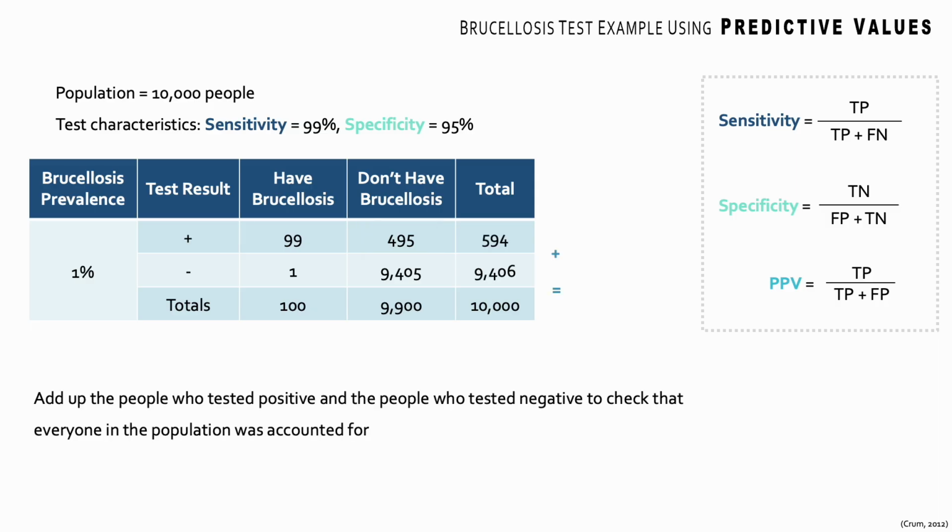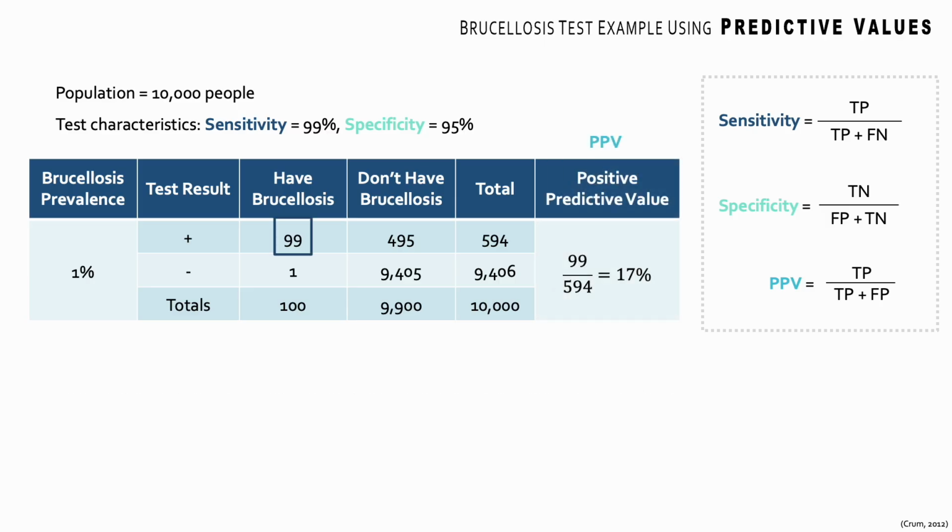Then we can calculate our positive predictive value by dividing the true positives by the true positives plus the false positives. The test correctly labeled 99 people as being positive for brucellosis who do actually have the disease, so it's 99 divided by all the people the test labeled as being positive, which you can find by adding across horizontally. And that gives us a positive predictive value of 17%. So if a patient comes in from this population and they get a positive test result using this particular brucellosis test, there's a 17% chance they actually have the disease.